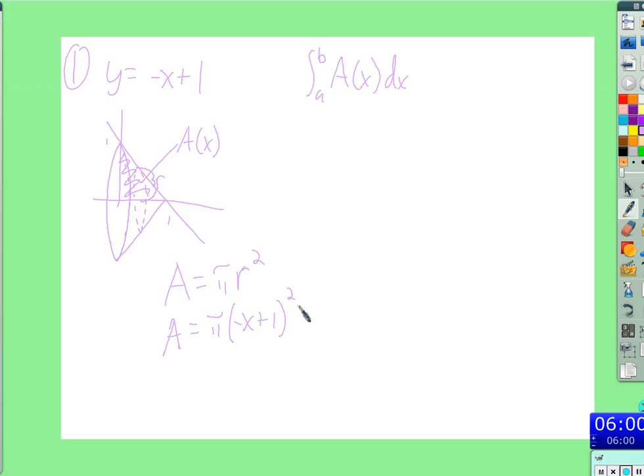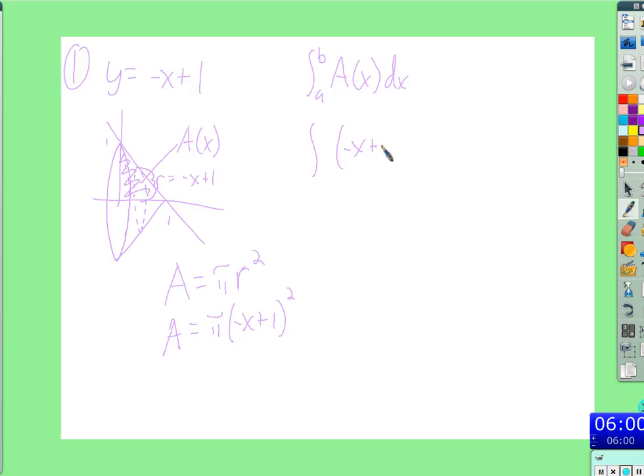Okay, because that's how we use x to find y. As we go along here, we're going to want to put in an x value to figure out what the y value is. We can't just say y because y varies as we move along the shape as we look at different cross sections. Does that make sense? Yeah. Okay. You got this? No problem so far? Okay. The r will be negative x plus 1.